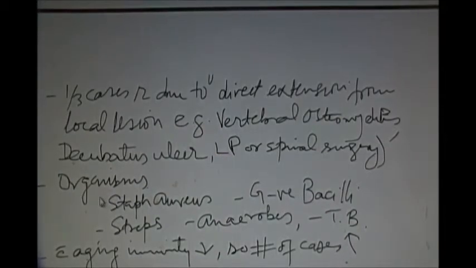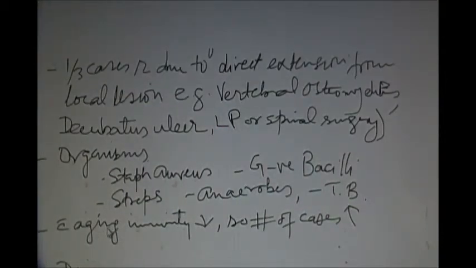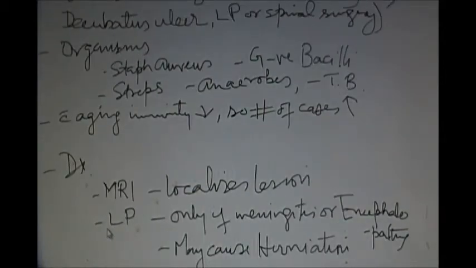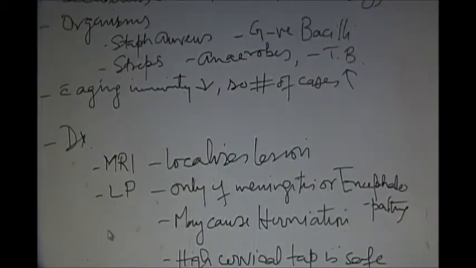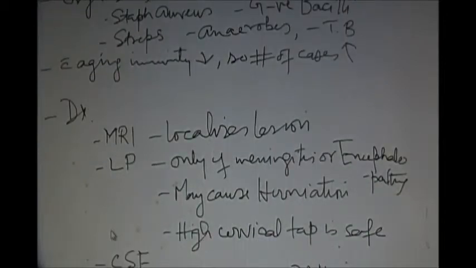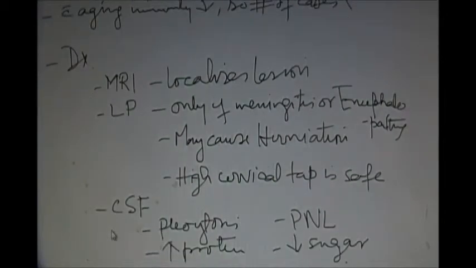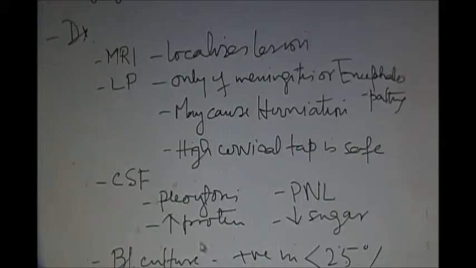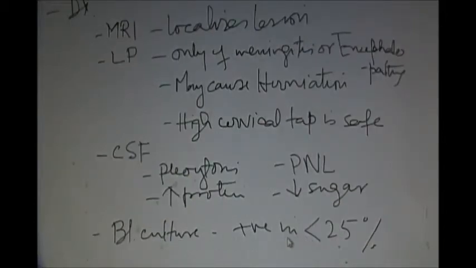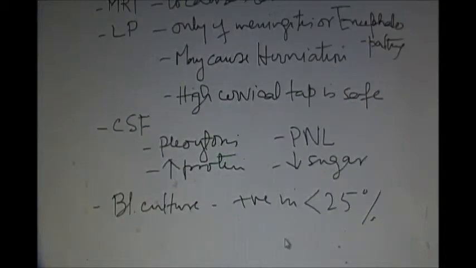The organisms involved in epidural abscess are Staph aureus, gram-negative bacilli, strep, anaerobes, and tuberculous bacilli. With increasing age, immunity decreases, so the number of cases increases. Diagnosis for the abscess is done by MRI. MRI localizes the lesion. LP is only done if meningitis or encephalopathy is suspected, because LP may cause herniation, and so a high cervical tap is safe. In the CSF there is pleocytosis, polymorphonuclear leukocytosis, increased protein and decreased sugar. Bacteria eat the sugar, so protein increases, sugar decreases. Blood culture is positive in less than 25% of cases.